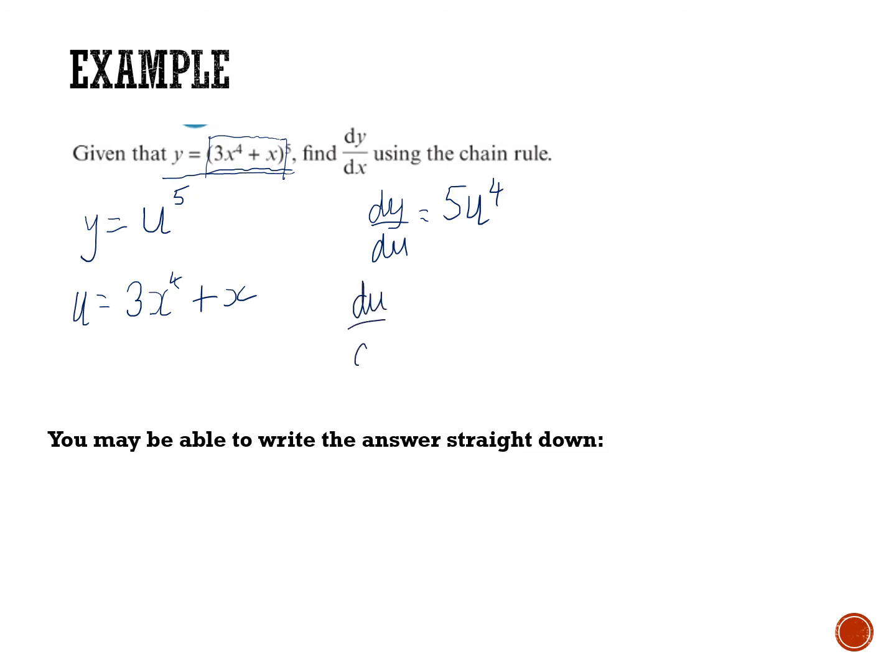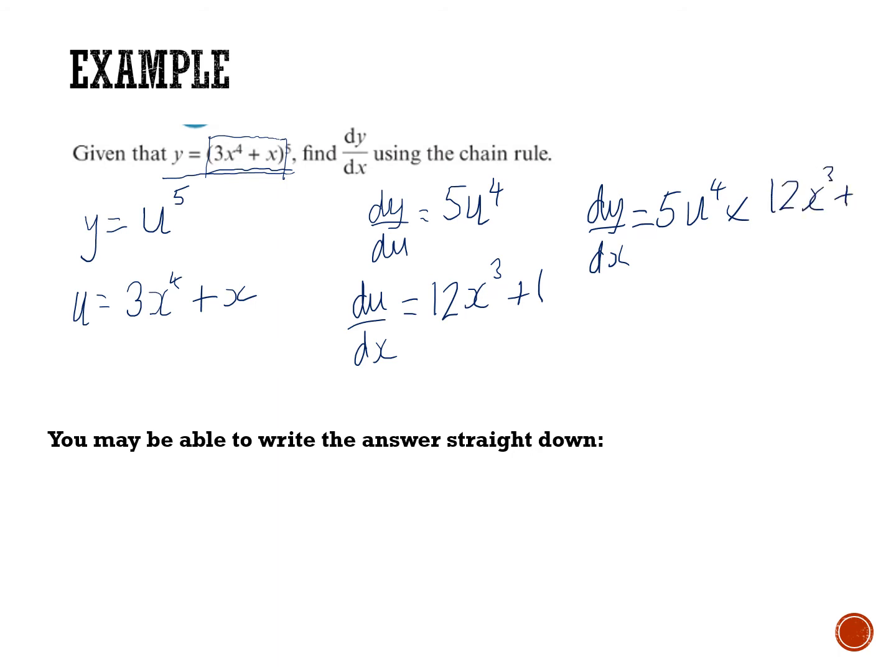Let's differentiate the thing in the bracket. Bring down the power, so 12x cubed plus 1. Okay, so using my chain rule, dy/dx is equal to dy/du times by du/dx. Now, because that's got more than one term, I'm going to stick it in a bracket. To state my final answer, I need to not have any u's in it.